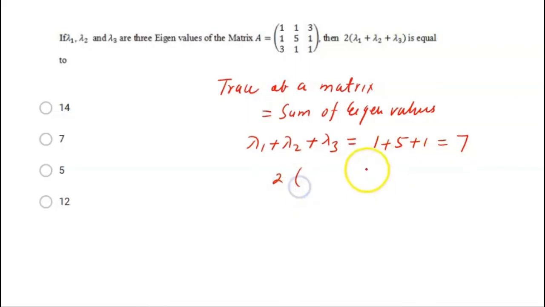But they are asking 2 times lambda 1 plus lambda 2 plus lambda 3. So this is equal to 2 into 7. So means it is equal to 14. So the correct answer is 14. Okay.